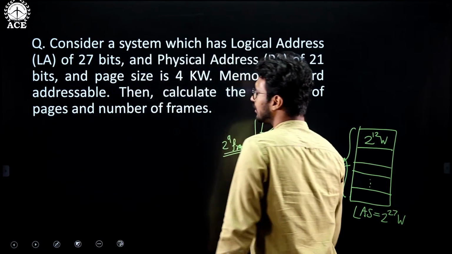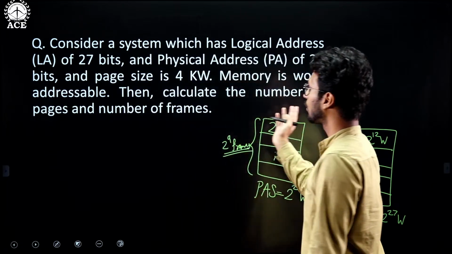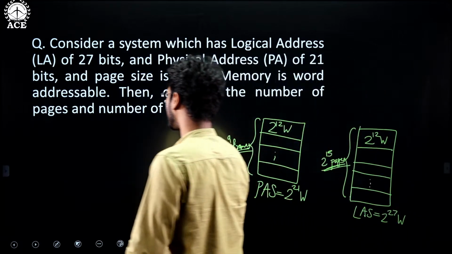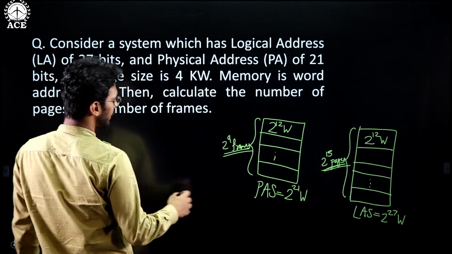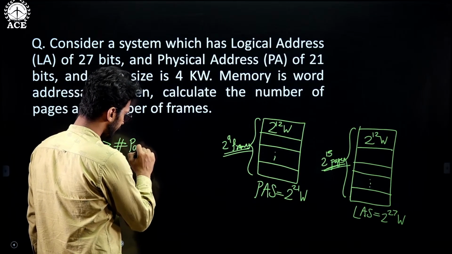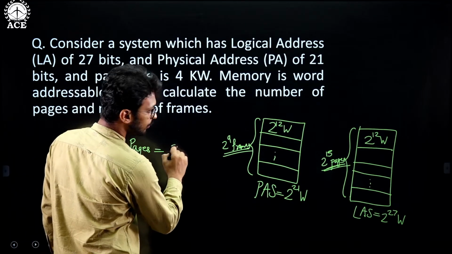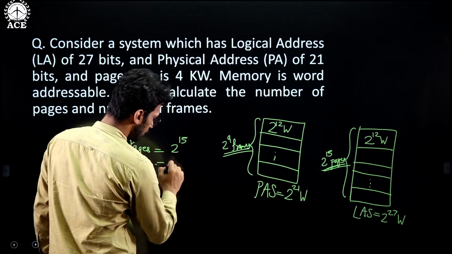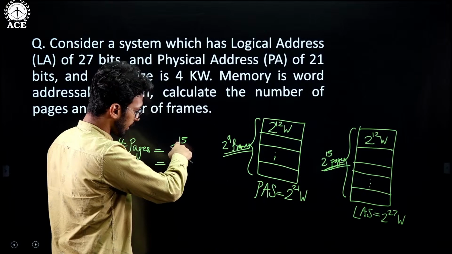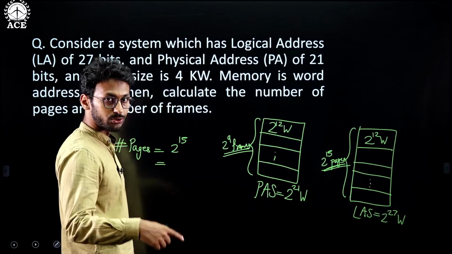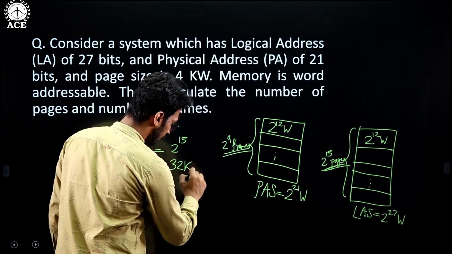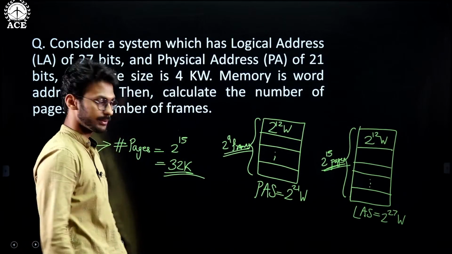Done with this one. So the question was to calculate number of pages and number of frames. We calculated it. How many pages? Answer me fast. Number of pages equal to 2 raised to 15. What is it? 2 raised to 15 means 2 raised to 5 is 32. And 2 raised to 10 means K. So 32K pages will be there.